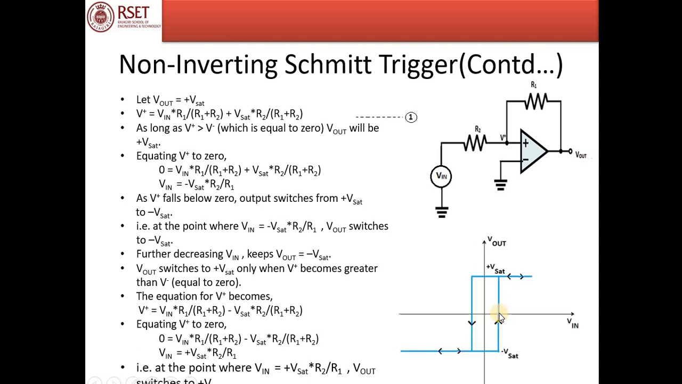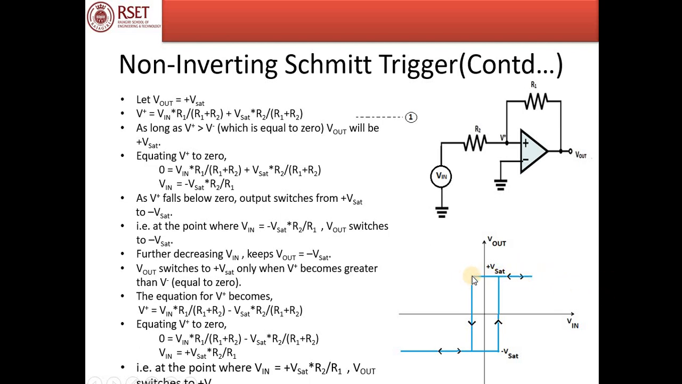Let this be the point, plus Vsat into R2 by R1, and we are increasing V input. It has reached that value. Suddenly the output switched from minus Vsat to plus Vsat. On further increasing, the output will remain at plus Vsat.